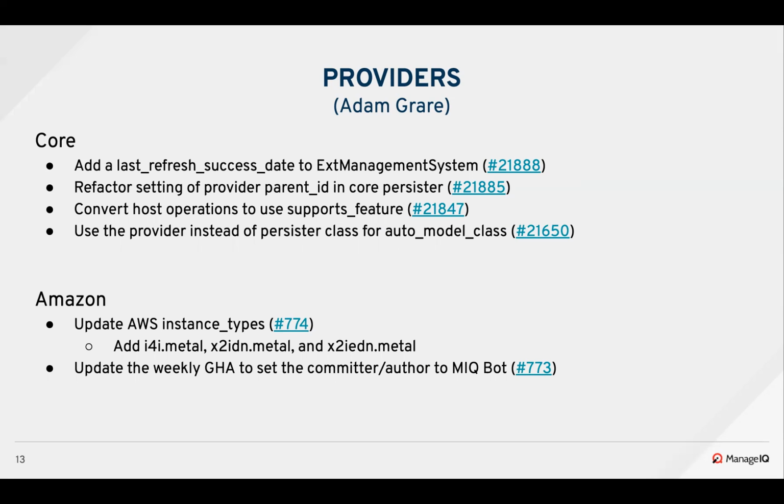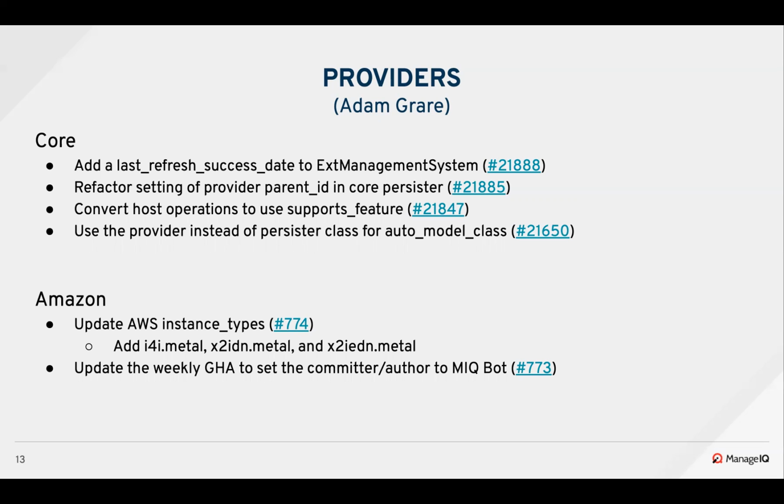We also refactored how we're setting the provider parent ID in the core persister to clean things up, as opposed to using the persister class name. We also converted some host operations to use supports feature, as they were some of the last ones to use validates. And we're also using the provider directly as the model class for the child tables, as opposed to trying to guess it by looking at the persister class.